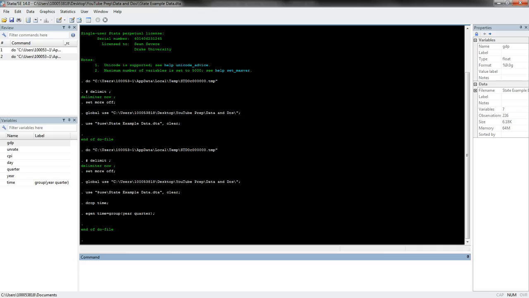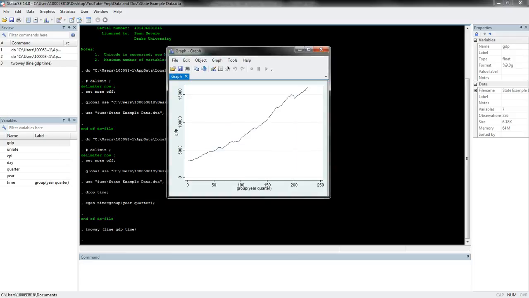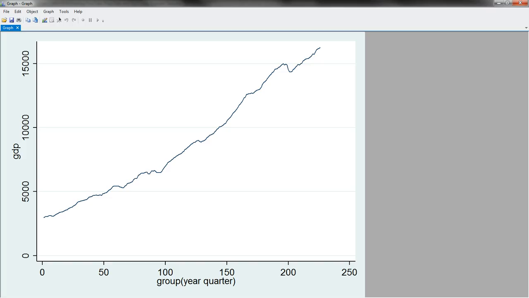Next, if we just do a quick graph of GDP, so we'll do a two-way very quickly, a line graph of GDP and time. This is what I get. And so this is our values of GDP increasing over time by quarter. If we look at this, it looks to be a little bit concave. So we need to take away the growth on that. And to do that, we're just going to take the natural log. So anything that grows exponentially, if we take the log, it should convert it to a more linear value.